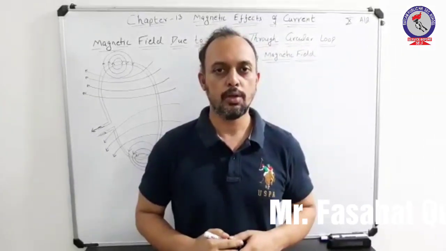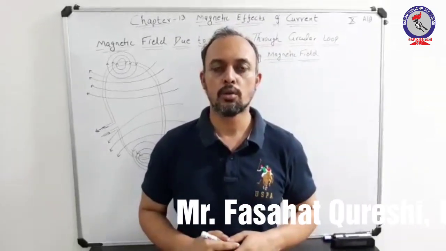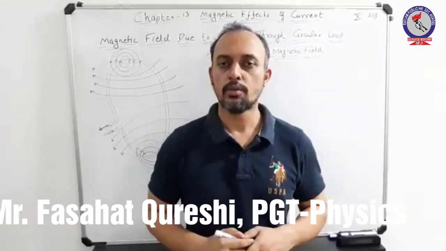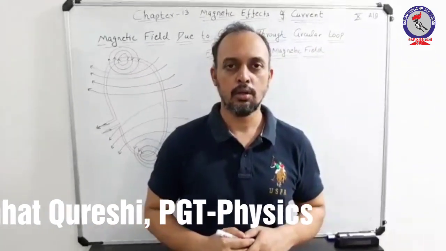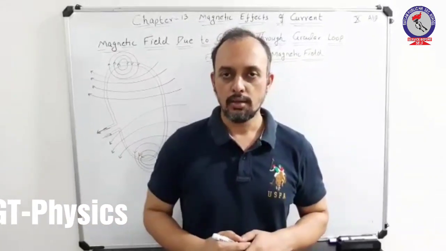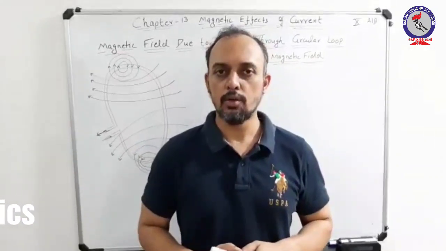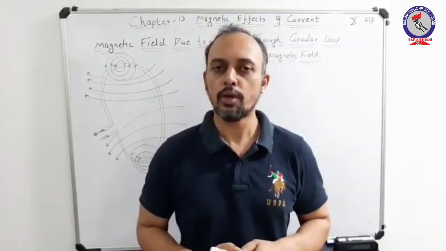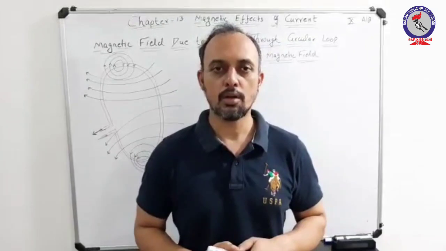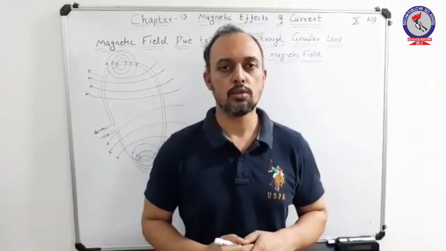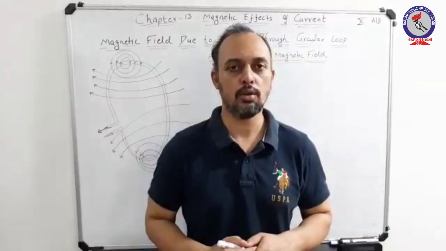In this section of my video, we'll be going through the concept of magnetic field through a circular coil, which is a topic of chapter number 13, NCERT class 10th, magnetic effects of current. As in the previous section of my video, we have gone through the concept of magnetic fields through various circuit elements and various conductors. In this concept, we'll be going through the concept of magnetic field through a circular coil.